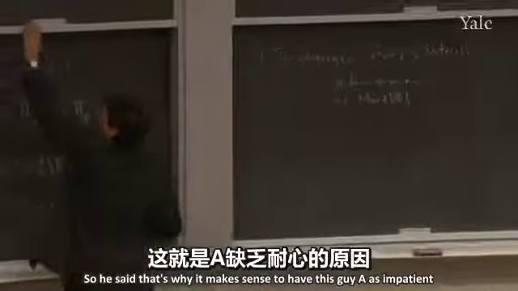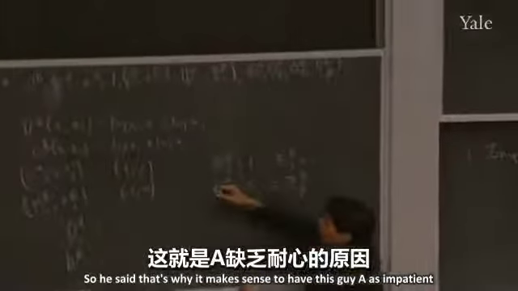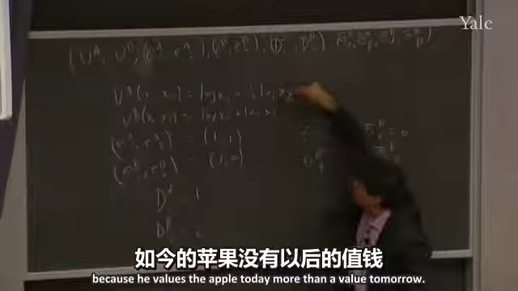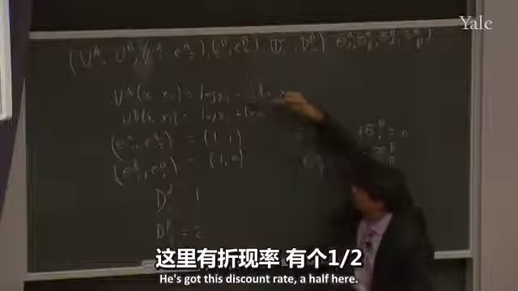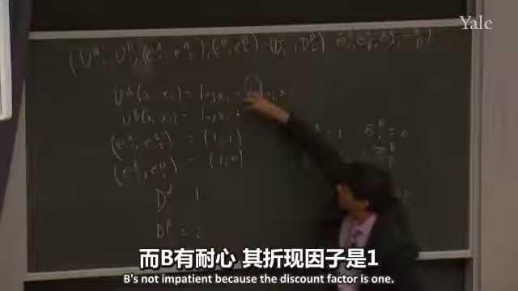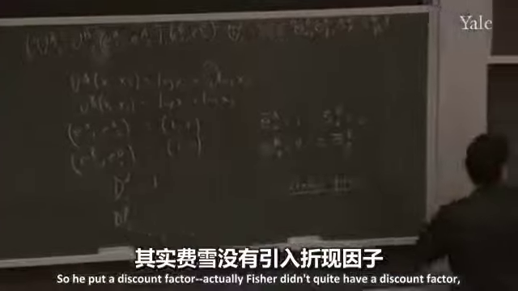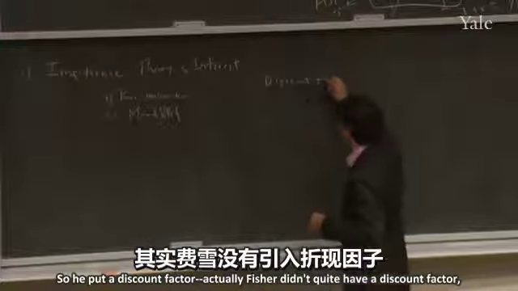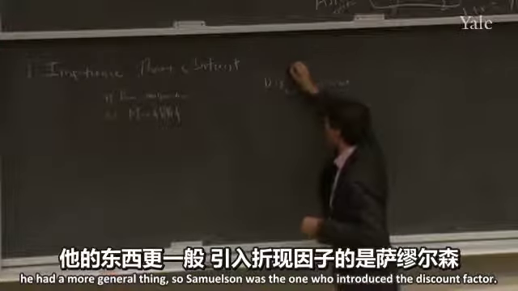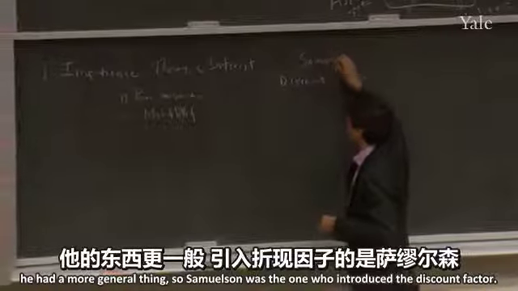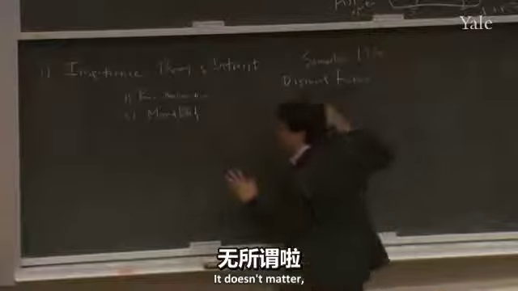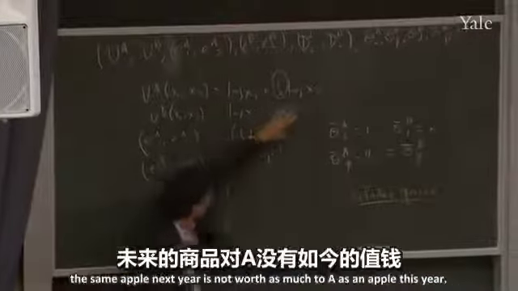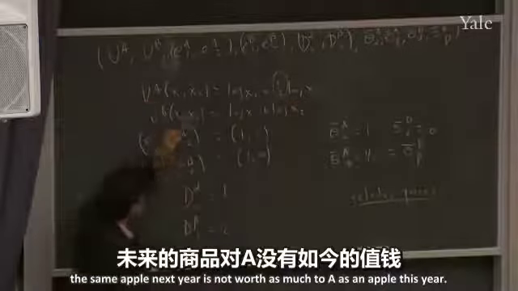So he said that's why it makes sense to have this guy A be impatient, because he values the apple today more than tomorrow. He's got this discount rate, a half, here. B is not impatient because the discount factor is 1. Actually, Fisher didn't quite have a discount factor. He had a more general thing. Samuelson was the one who introduced the discount factor. Doesn't matter. But anyway, a discount factor captures Fisher's idea that the same apple next year is not worth as much to A as an apple this year.